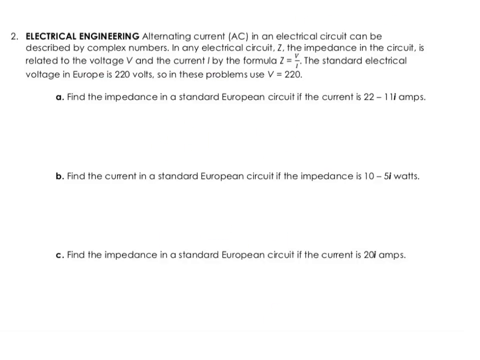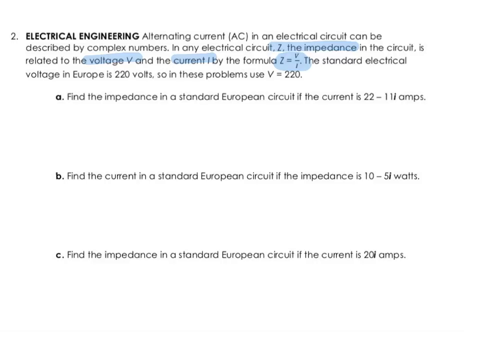All right, number 2, we're talking about electrical engineering. So alternating currents, AC, in an electrical circuit can be described by complex numbers. In any electrical circuit, Z, the impedance in the circuit, is related to the voltage V and the current I. And it's by this formula right here. Z equals V over I. So impedance equals voltage divided by current.